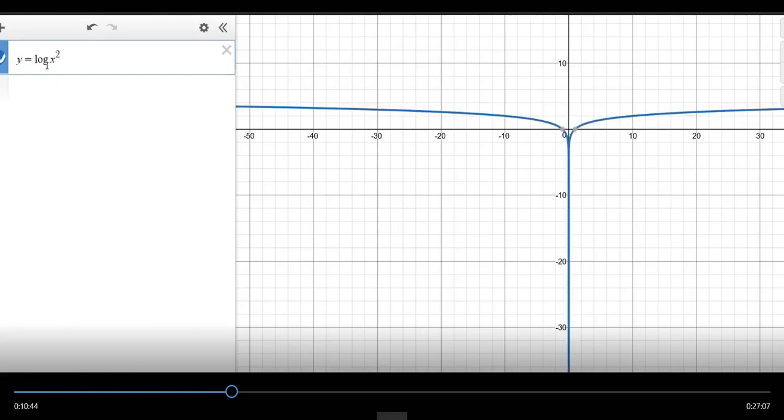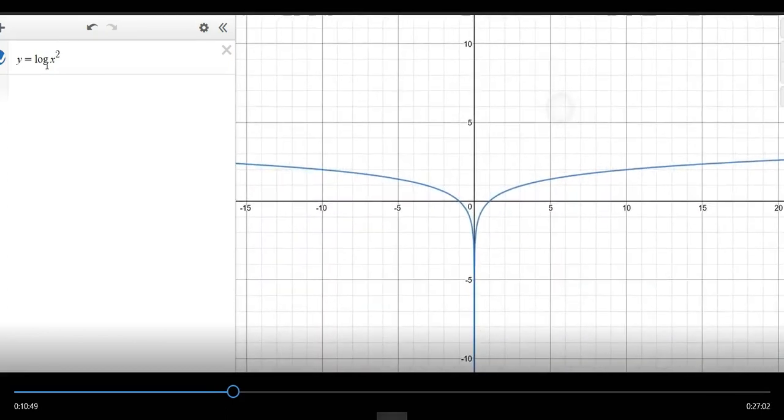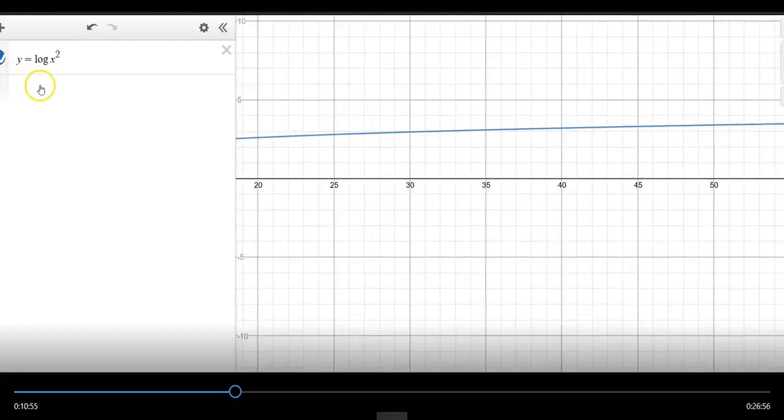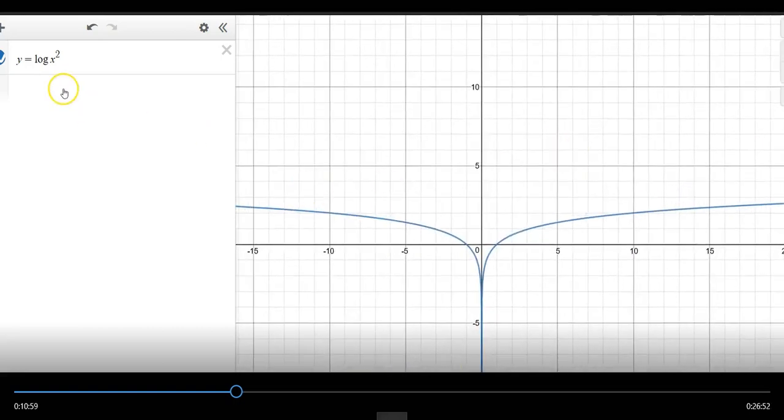Log x squared. Whoa. Take a look at that weird graph. Man, it looks highly inappropriate. That is definitely bizarre, okay? But, oh, come on. Stop doing that. Click. There we go.